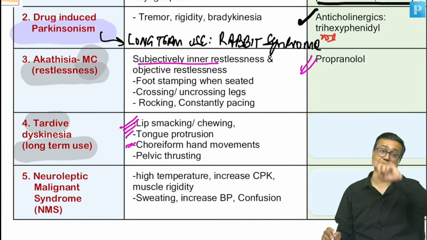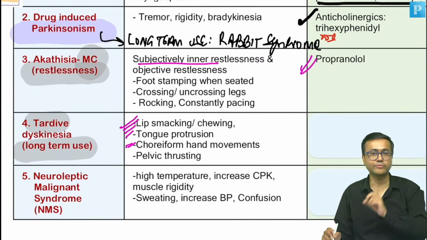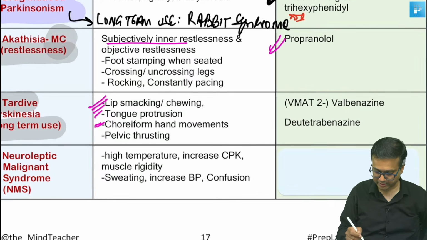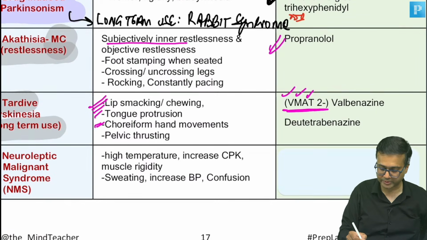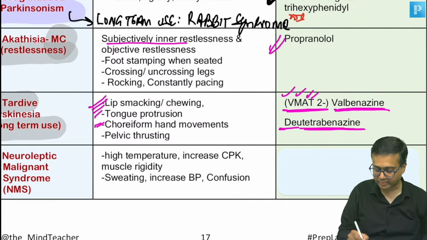But don't confuse this with rabbit syndrome. In rabbit syndrome you will see perioral tremors. So don't confuse this, okay? And what is the treatment beta? We can give VMAT2 inhibitors, that is vesicular monoamine transporter 2 inhibitors like valbenazine, deutetrabenazine.